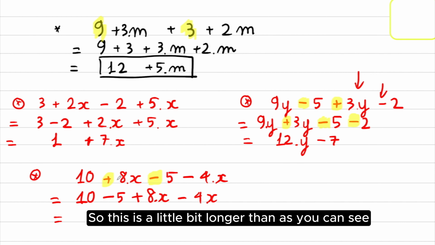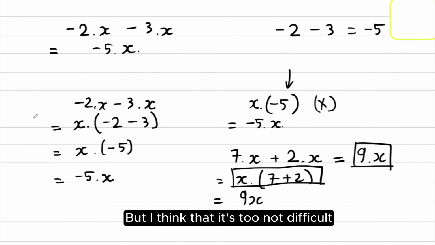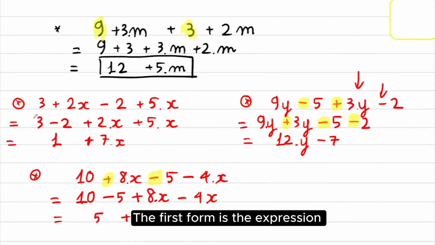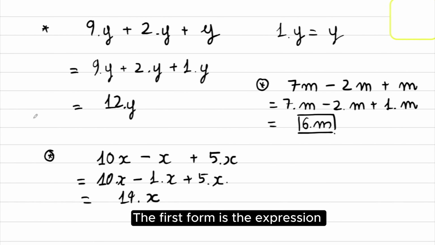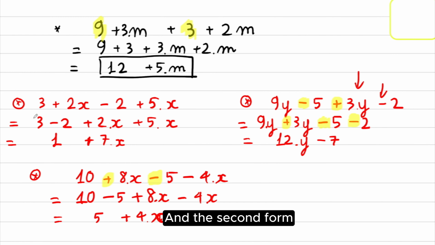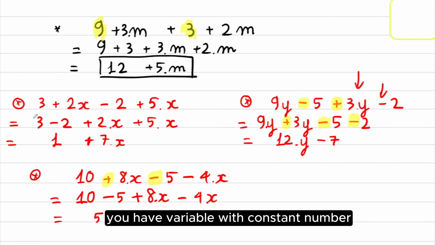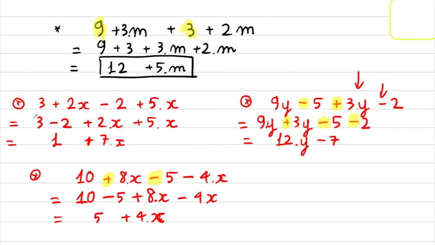Yeah, okay, so this is a little bit longer as you can see, but I think it should not be difficult. You have only two forms. The first form is the expression with only variables with coefficients, and the second form is variables with constant numbers. That's all.